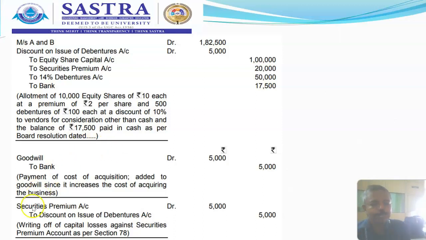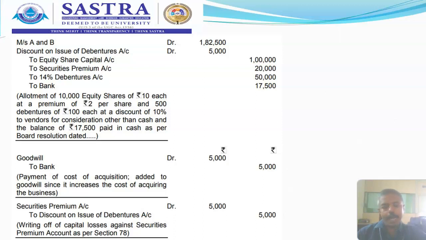So what are those? Now, first journal entry is for purchase consideration. For the purchase consideration, the journal is business purchase account debited to the vendor company account. Here, the A & Co account. So here purchase consideration account debited to A & Co account. So how much is the purchase consideration? 1,82,500, which we have calculated. Same thing you can put.